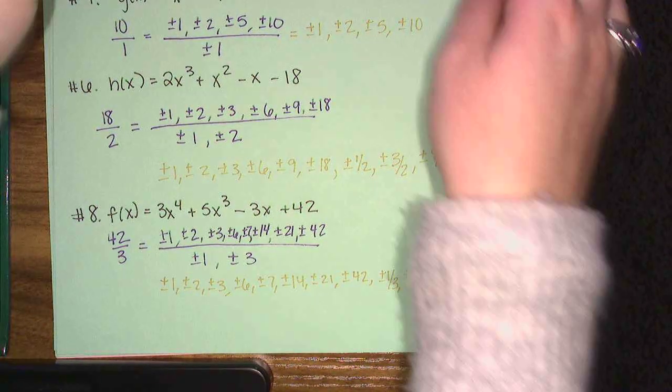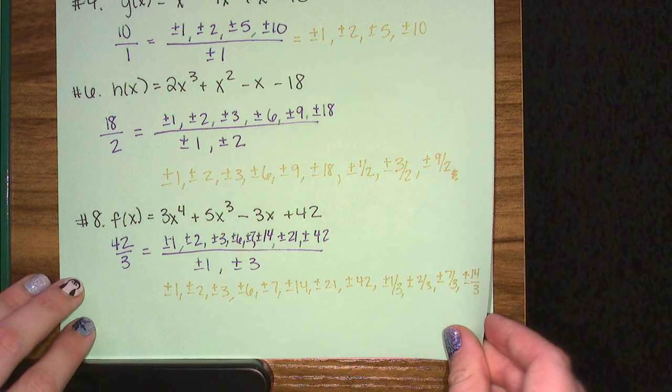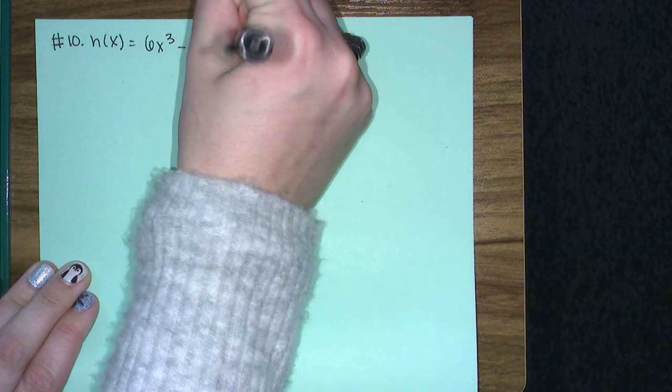All right, I'm going to have you guys try one. I want you guys to try this one, and then we'll go over it. All right, number 10. H of x is equal to 6x cubed minus 3x squared plus 12. All right, so work this one on your paper.